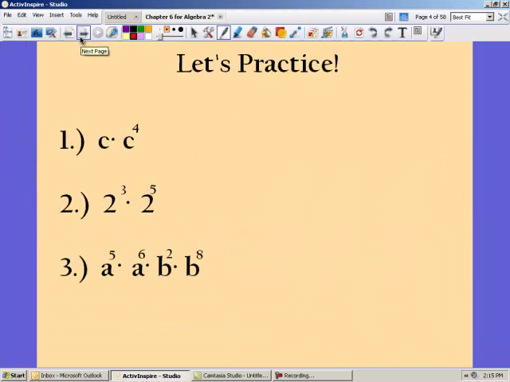So here are some practice problems. We have the same base of c. So we're going to make one base of c, and we're going to add the exponents together. And if there is no exponent, remember it is a 1, so 1 plus 4 is 5.